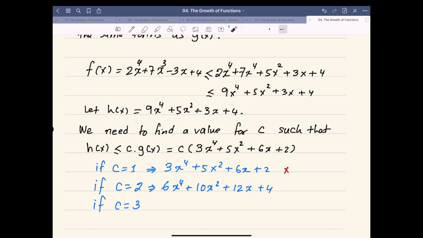And you need to make, when you multiply this term by c, the term greater than or equal to 9. So the candidate value of c will be 3, because when you multiply it by 3, you are going to get 9. So when c is equal to 3, you will have 9x raised to power 4 plus 15x squared plus 18x plus 6. And again, this will not work, but for this one, it will work.